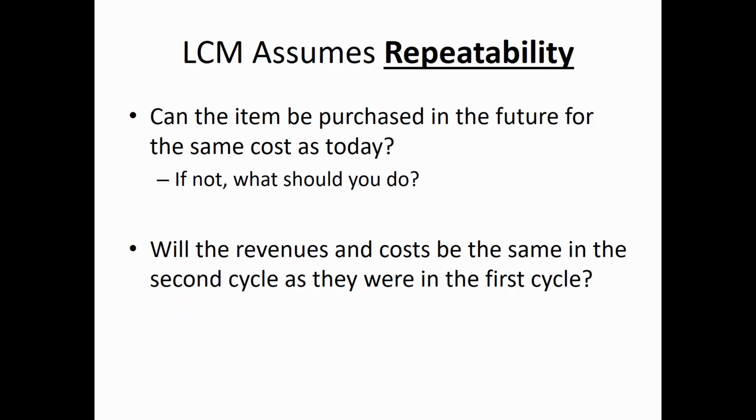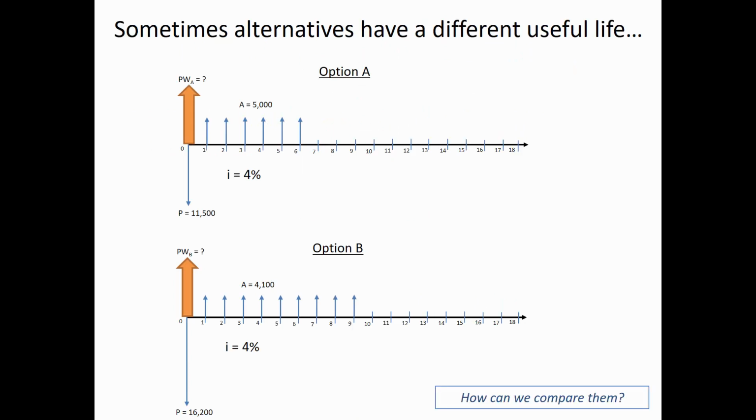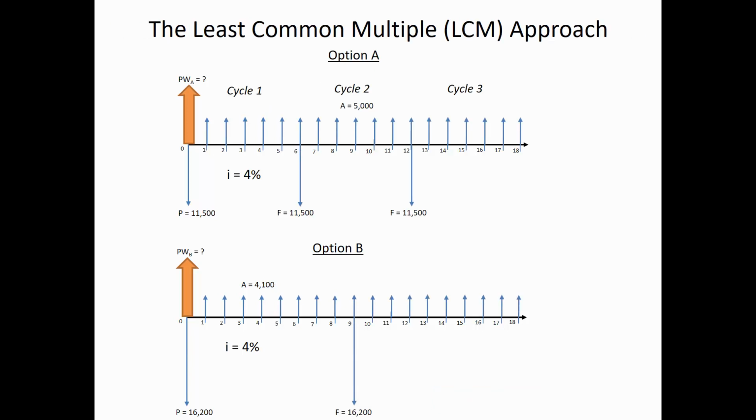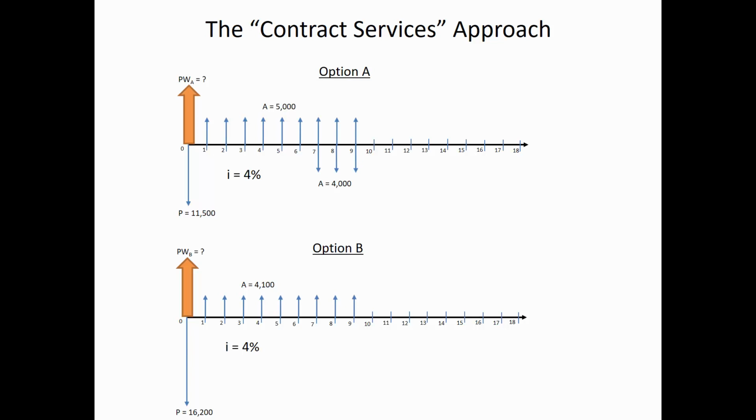All right, so that was the first tool. If you have a different number of years and you want to make them the same, you can do repeatability. The next way of handling that is called contract services. Okay, so look at the cash flow diagrams. This is the same option A and the same option B as before, where remember option A lasted for 6 years initially. Option B is that 9-year alternative.